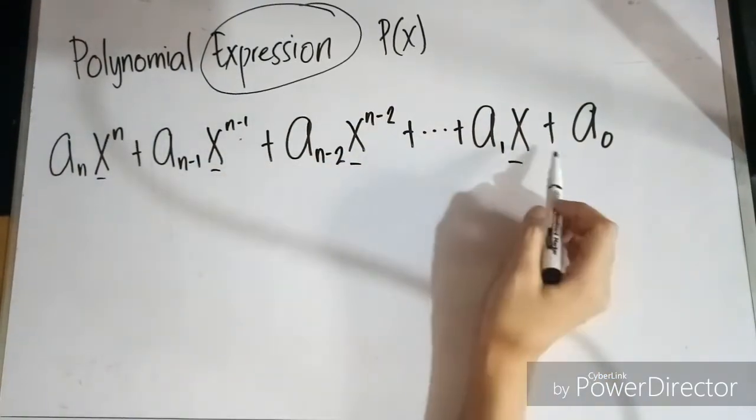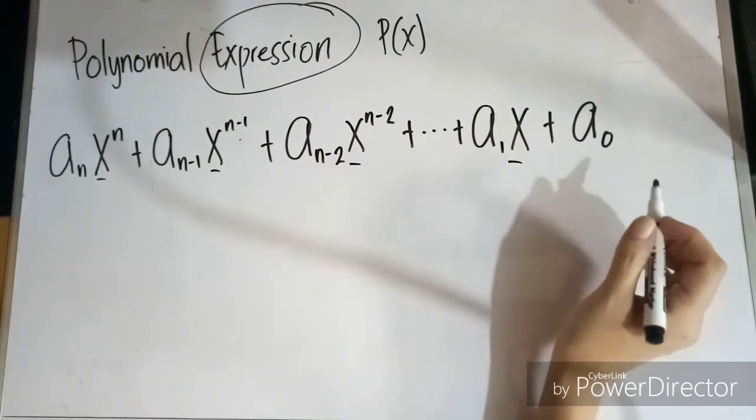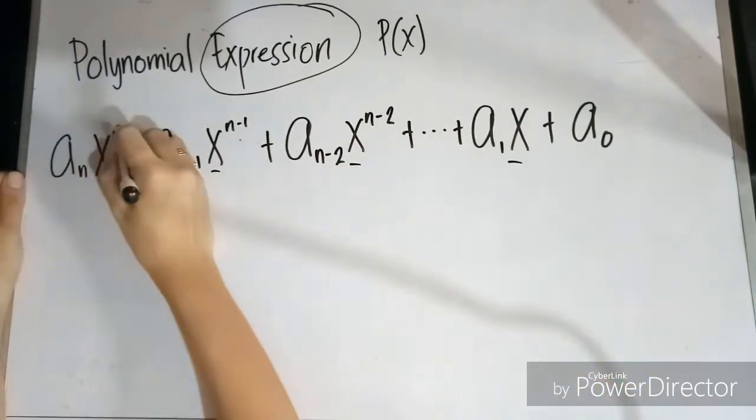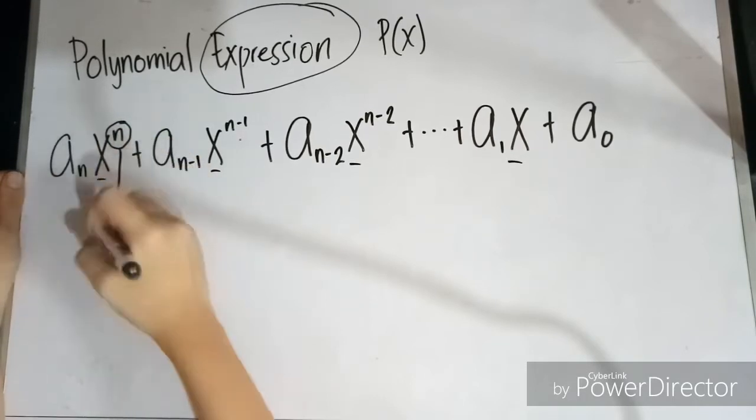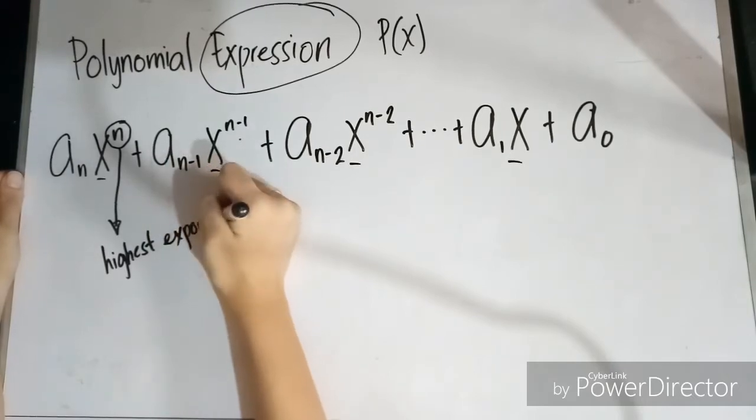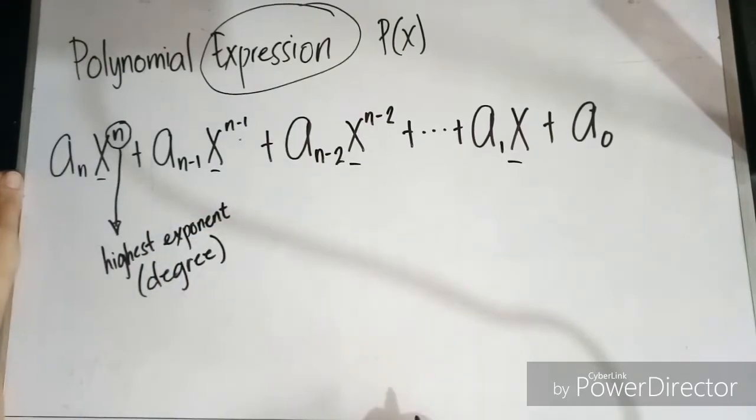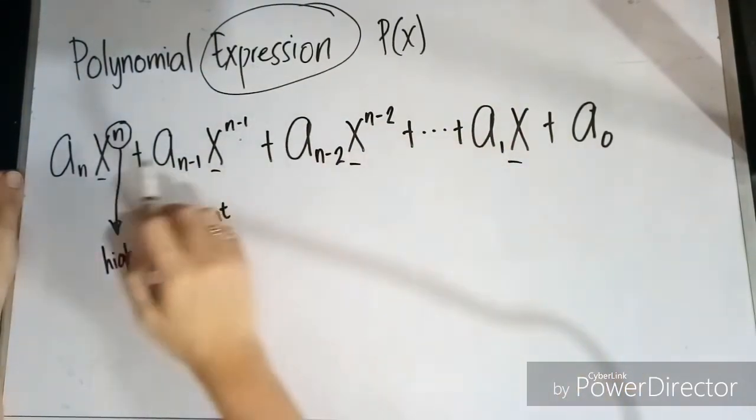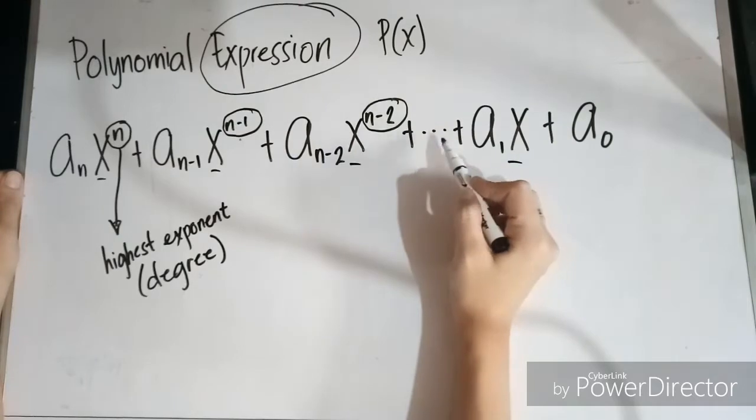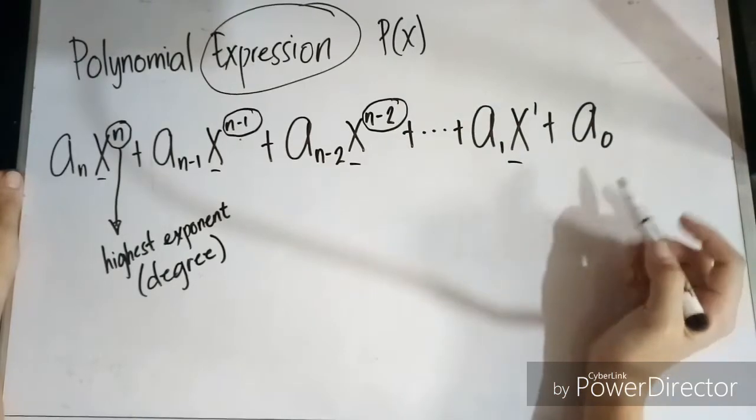Our exponents here, I'm talking about the exponents of the variables, are arranged in descending order. If we say descending order, it is from the highest exponent, which is our n, and we call this the degree, to the lowest exponent. So from n, it will be n minus 1, n minus 2, n minus 3, n minus 4, n minus 5, and so on until you reach 1 and 0.